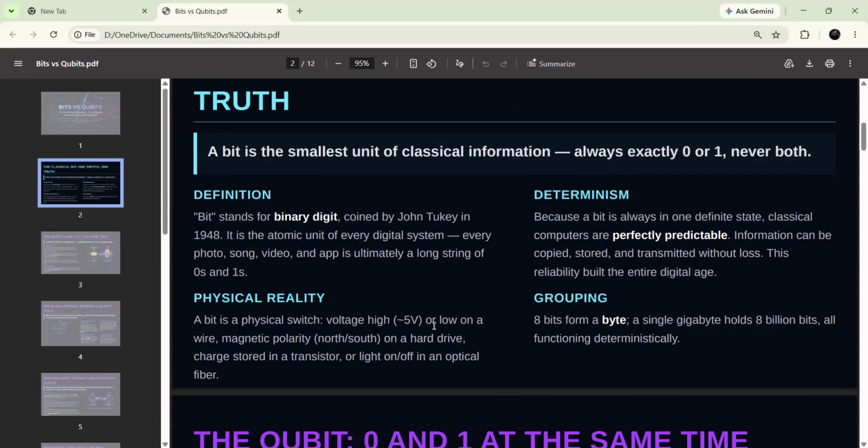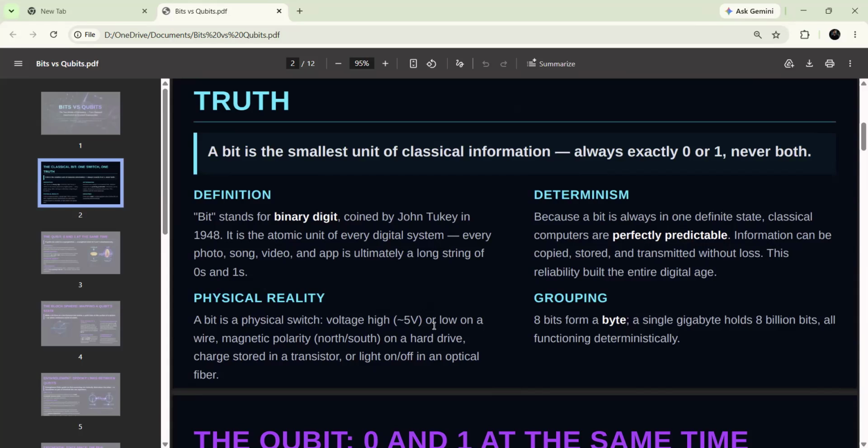Because a bit is always in only a single definite state, it won't be in multiple states simultaneously. That's why classical computers are perfectly predictable. Classical computers exist in a single definite state, so we can predict everything. And whatever information we have in a classical computer, we can copy it, store it, and transmit it without any loss. That is the reliability built into the entire digital age.